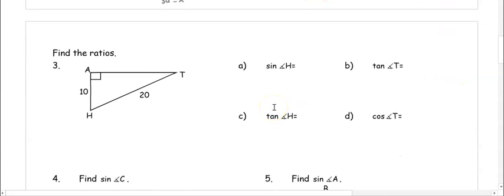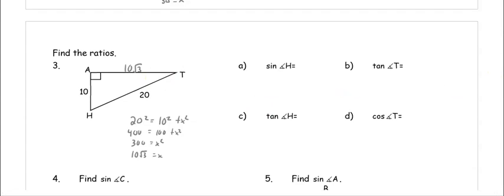In number three, we again are missing one of our side lengths. So we can do the Pythagorean theorem to find that missing side. 20 squared equals 10 squared plus x squared, 400 equals 100 plus x squared, 300 equals x squared, so when we take the square root, we get 10 root 3. So for the sine of h, we have the opposite over the hypotenuse, so we would have 10 root 3 over 20, which reduces to root 3 over 2.